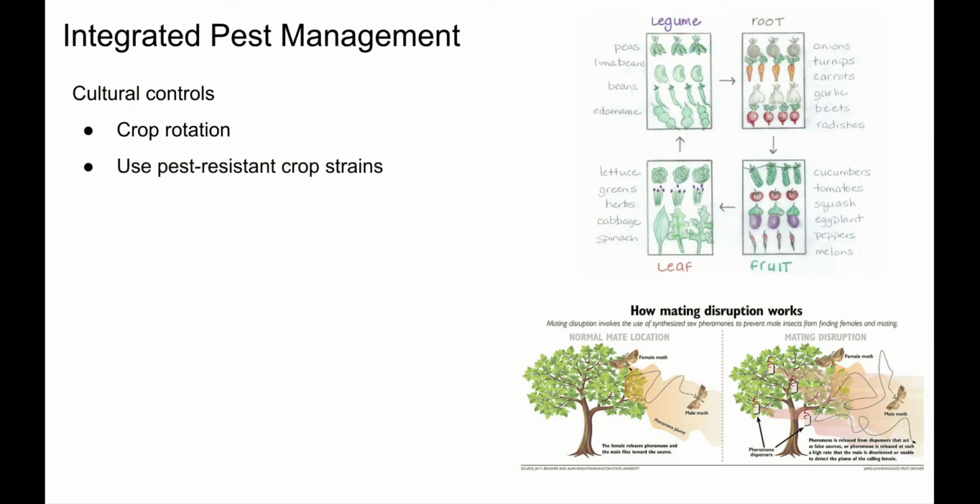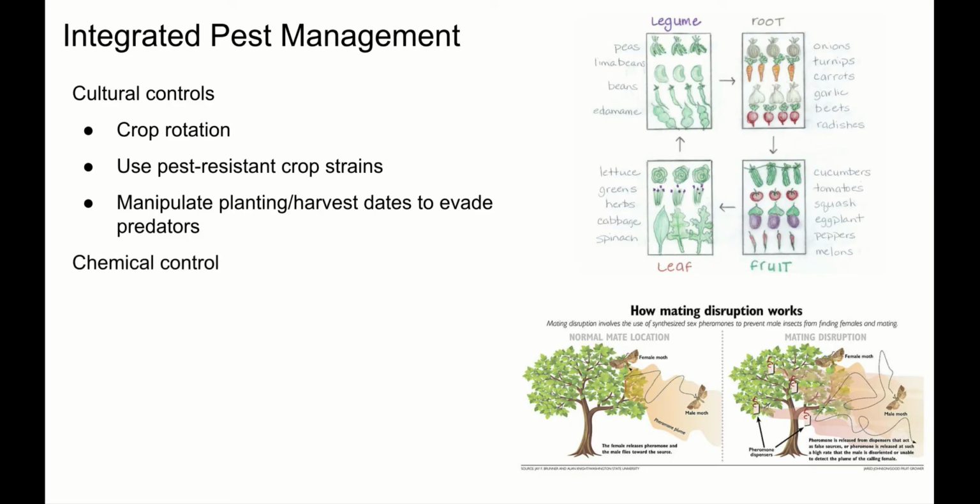We can use pest-resistant crop strains, maybe even genetically modified organisms that are specially bred or engineered to resist pests. We might be able to manipulate our planting or our harvest dates to evade pest predators. So maybe we can wait to plant our crop until after the mating season has already passed so that our insects are not mating and laying eggs on our crop and establishing themselves there. Maybe we can make sure we harvest our crop before our new pests hatch from their chrysalis.